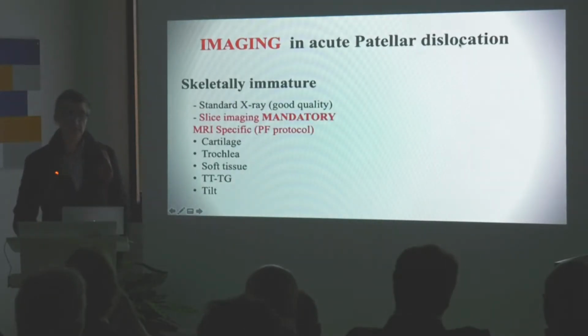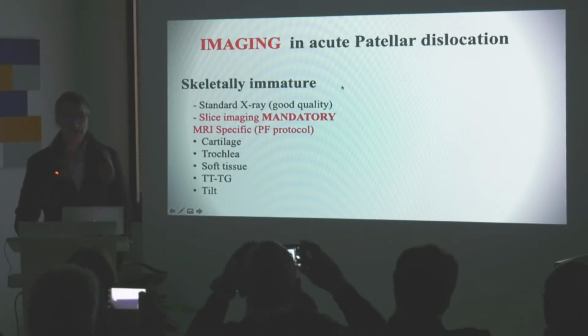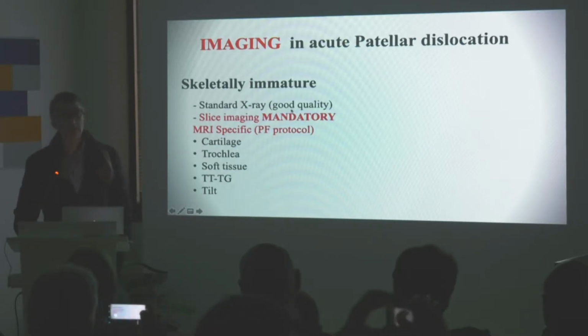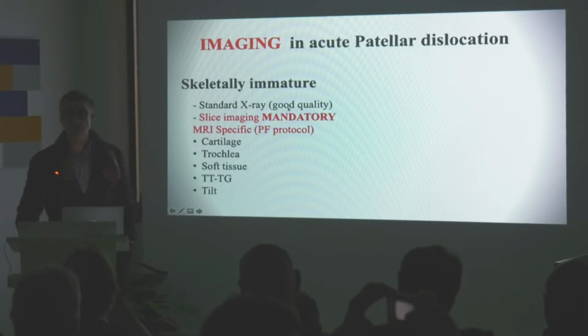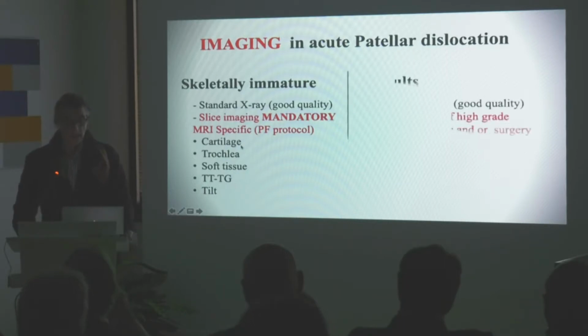So imagine in acute patellar dislocation, in skeletally immature, you need standard X-rays for sure. You need some MRI, definitely, because you have to look at this osteochondral fracture, because sometimes you can refix them, and you will see, of course, cartilage, trochlear, soft tissue, and TTTG, and tilt.